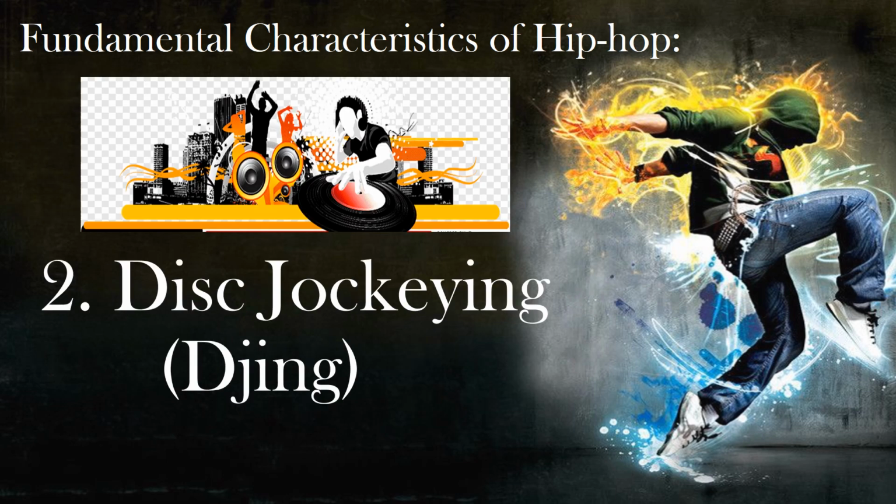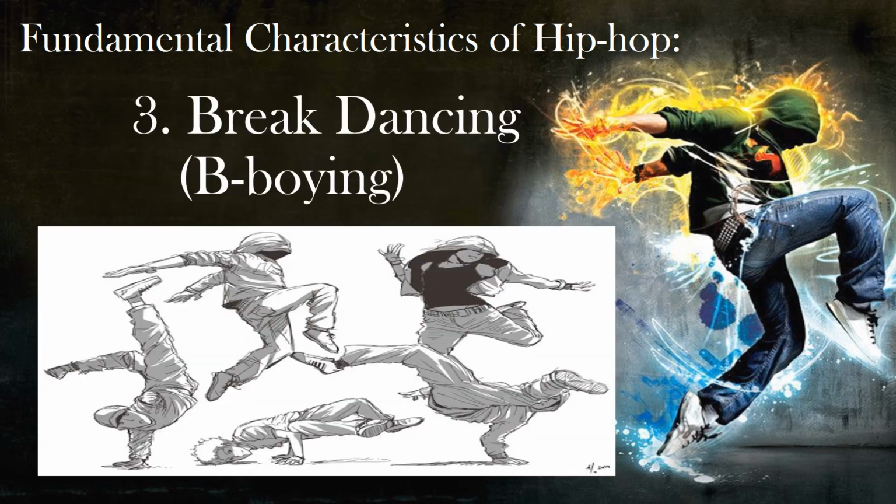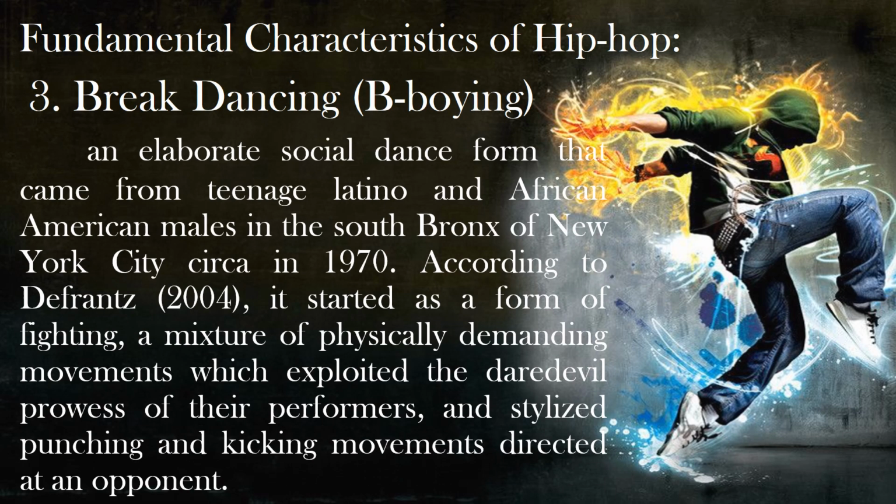The next characteristic of hip-hop is disc jockeying or DJing. Disc jockeying or DJing means scratching or turntable record mixing. The third characteristic of hip-hop is breakdancing or b-boying. Breakdancing or b-boying is an elaborate social dance form that came from teenage Latino and African-American males in South Bronx of New York City circa 1970. According to France 2004, it started as a form of fighting, a mixture of physically demanding movements which exploited the daredevil prowess of their performers and stylish punching and kicking movements directed at an opponent.